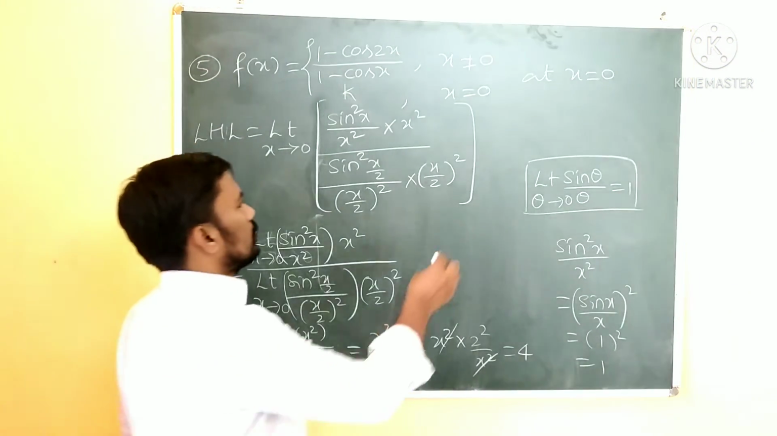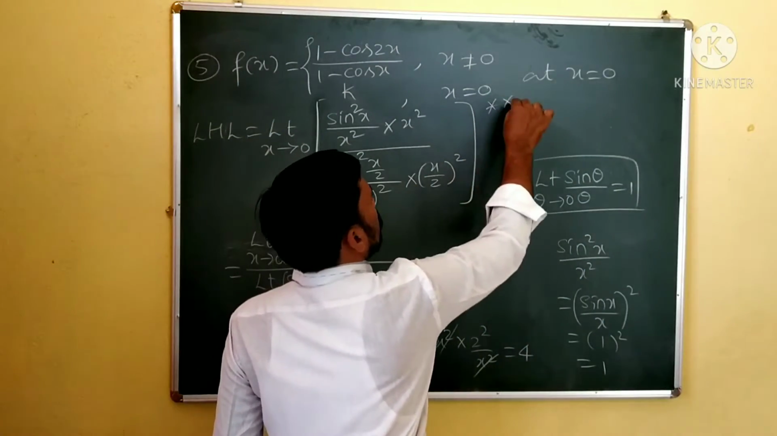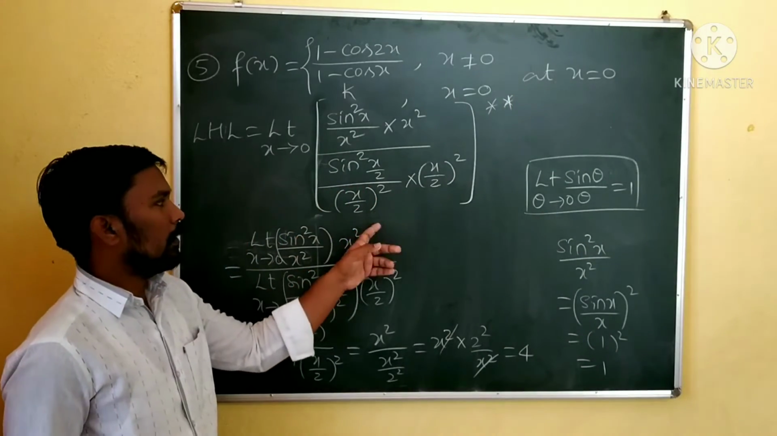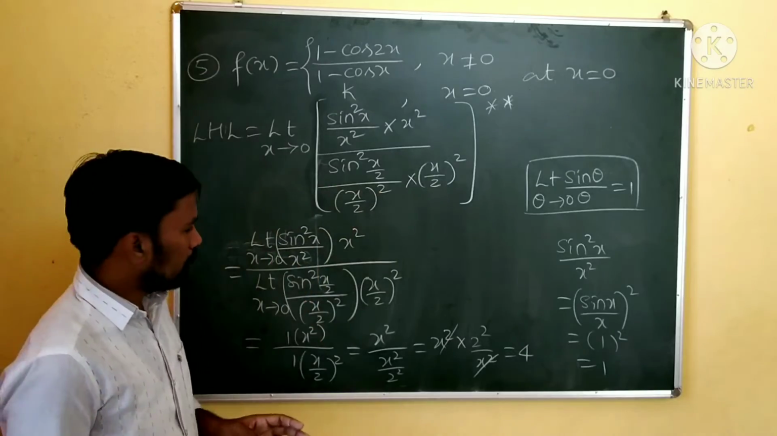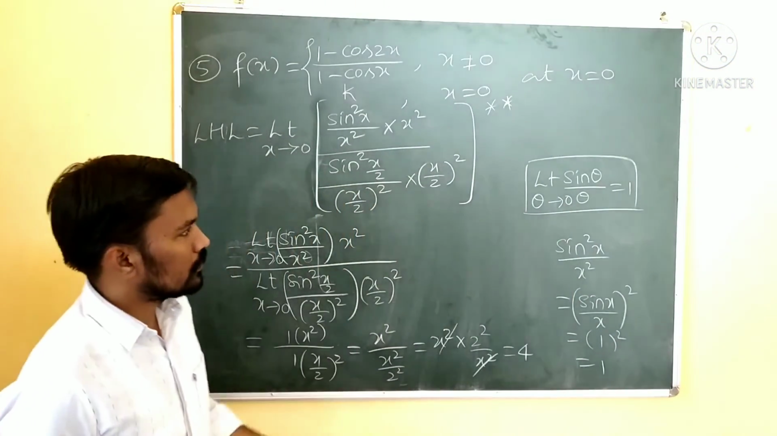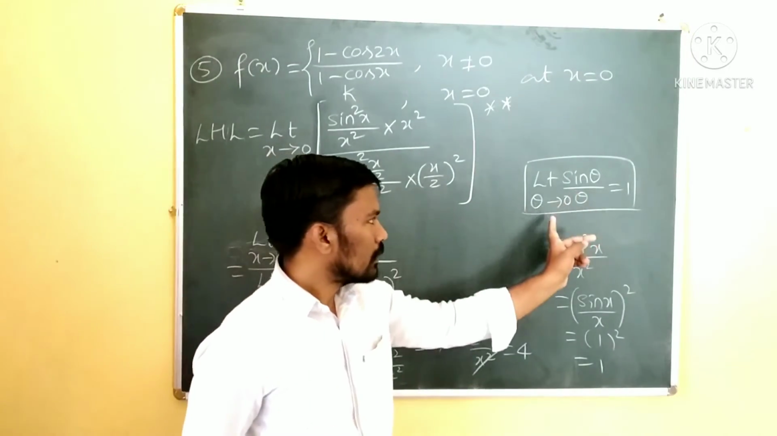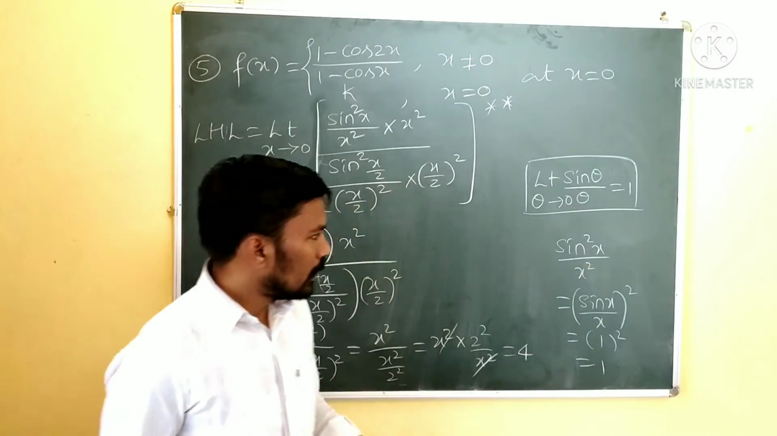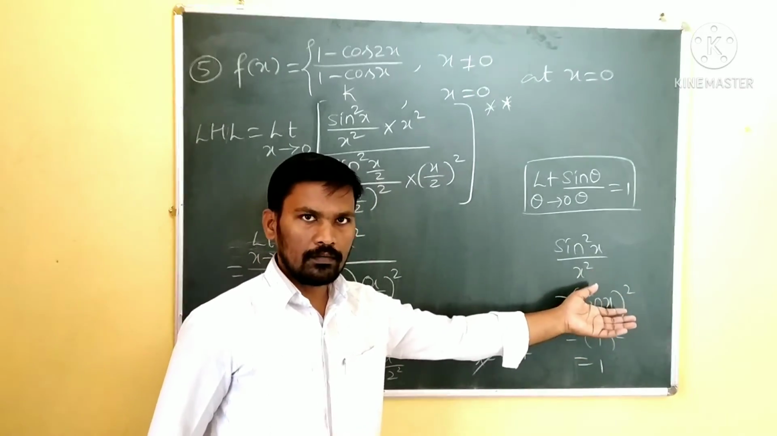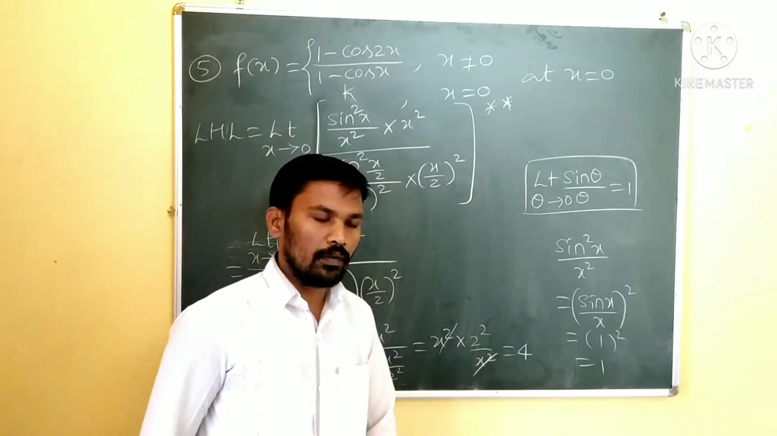Okay. This step is very, very important. Multiply and divide by x square in the numerator, and similarly multiply and divide by (x by 2) whole square in the denominator, and make use of this standard formula which you studied in first year, limits and derivatives. Limit of sin theta by theta as theta tending to 0 is 1. Similarly, sin square x by x square, that is nothing but (sin x by x) whole to the power of 2. Again, 1 square value, which is 1 only.